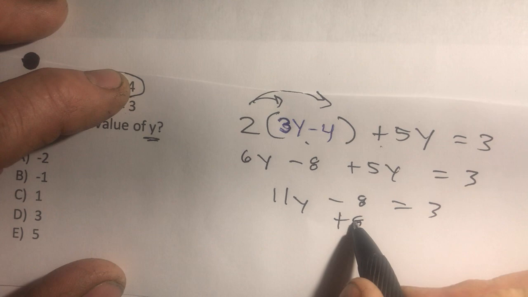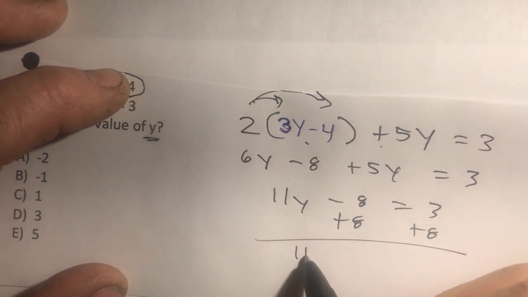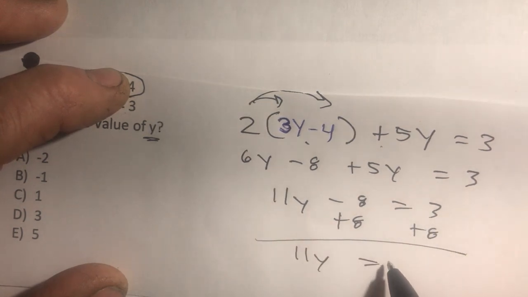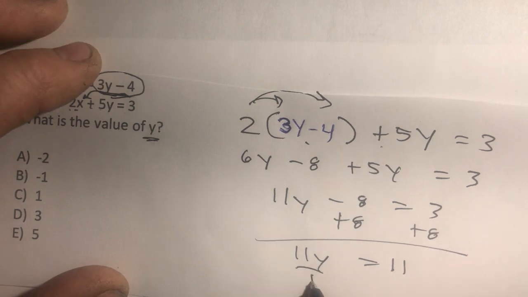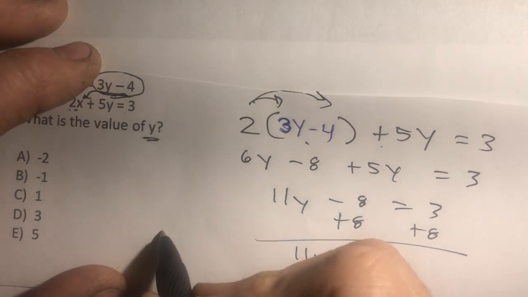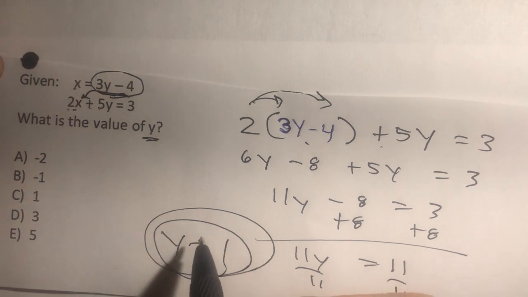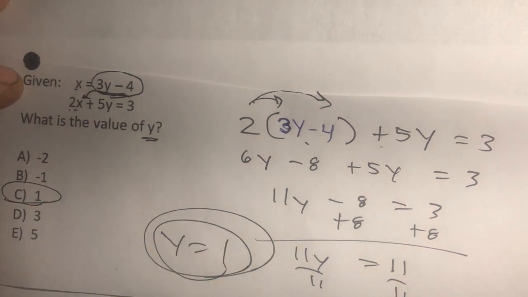Then I'm going to have to add 8 to both sides, which means 11y equals 8 plus 3, which is 11. And then I divide by 11 and I get 1. y equals 1, and there's your answer right there. y would have to be 1.